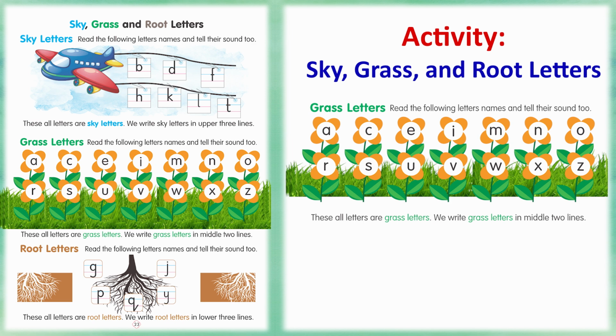Grass letters. Now look at these beautiful flowers growing in the green grass. These are grass letters. Grass letters stay in the middle just like flowers standing on the grass. Grass letters are A, C, E, I, M, N, O, R, S, U, V, W, X, Z. Let's say them together. A, C, E, I, M, N, O, R, S, U, V, W, X, Z.